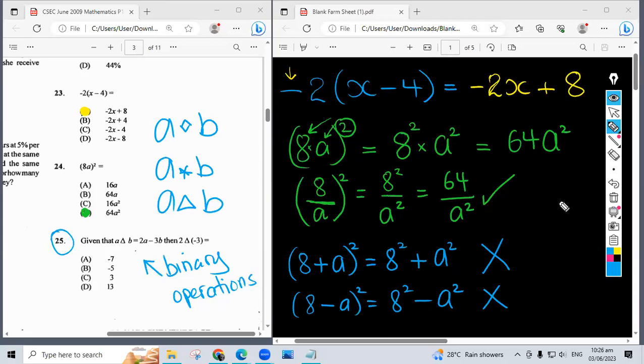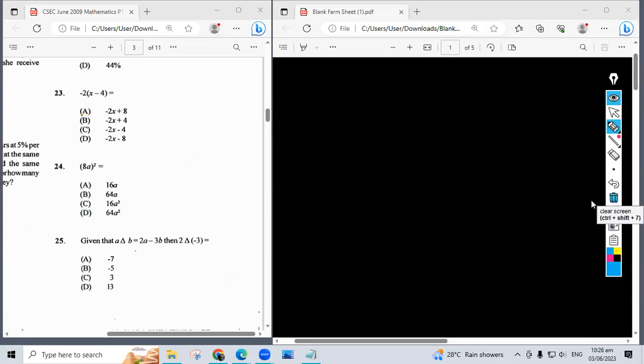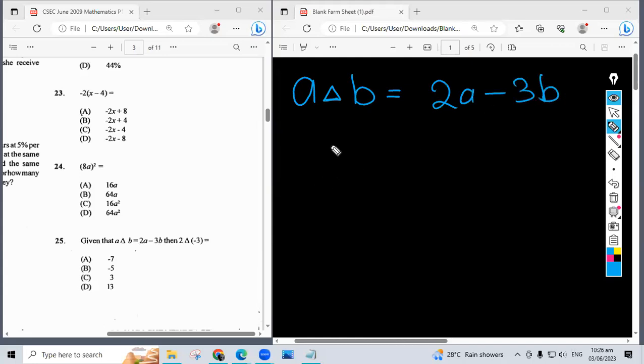All right, so I'm going to show you how to do that now. It's very easy. So you have A triangle B, and they give you 2A minus 3B. And they want you to find 2 triangle minus 3. All they want you to do is pretend the letter A is 2 and the letter B is minus 3, because the 2 comes first and it's in the A position, and the minus 3 is in the B position. You just go to the formula they give you.